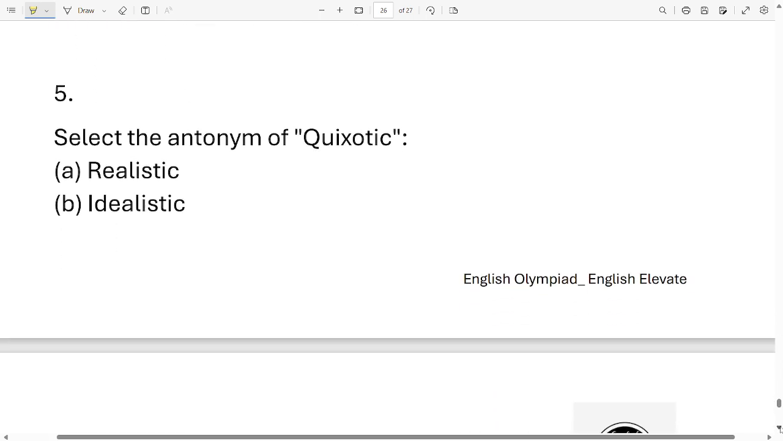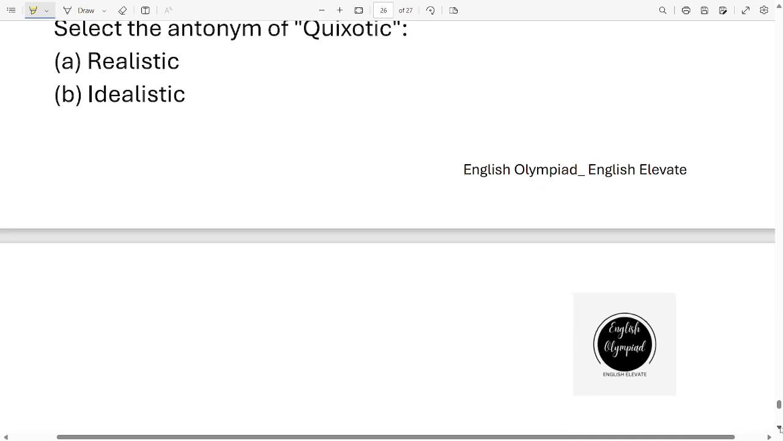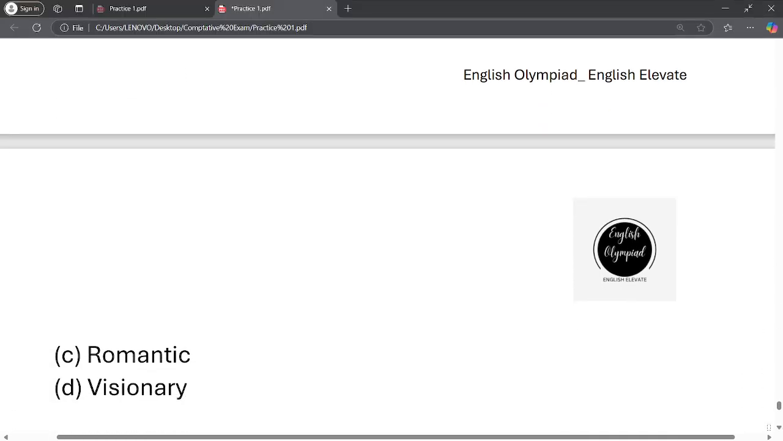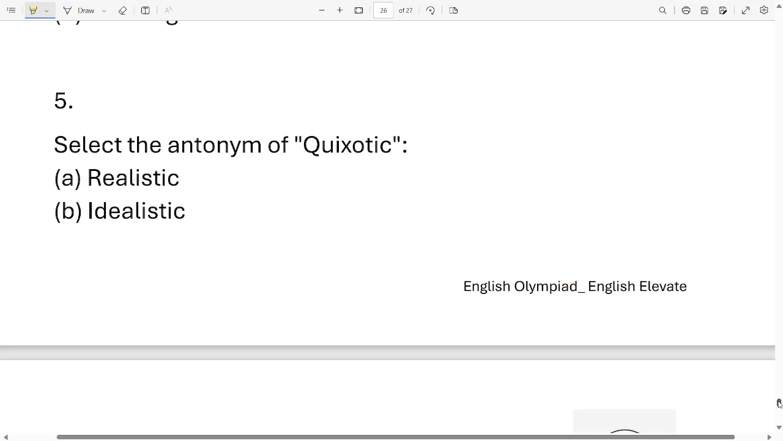Okay, and next question, select the antonym of quixotic. Options are realistic, idealistic, romantic, visionary. These are the 4 options. Which one of them is correct? It is option A, realistic.